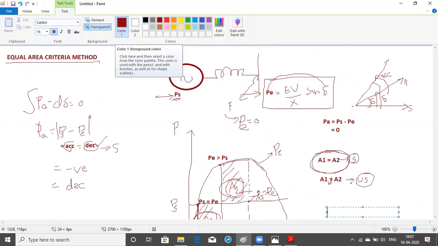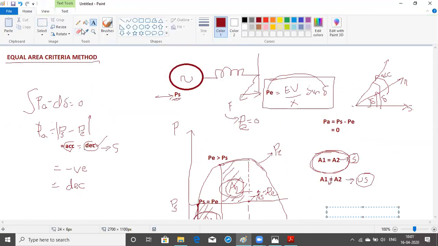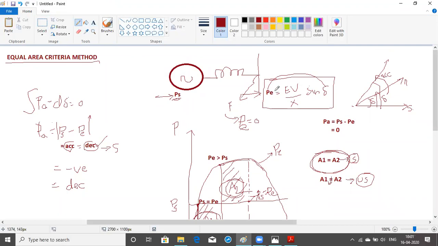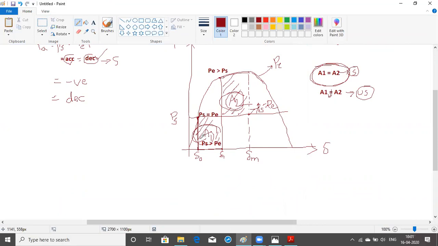So now what happens suddenly? A fault has taken place. A three-phase fault has taken place on the synchronous generator. Therefore, the electrical power it is able to deliver will be equal to 0. Therefore, the electrical power is going to drop.